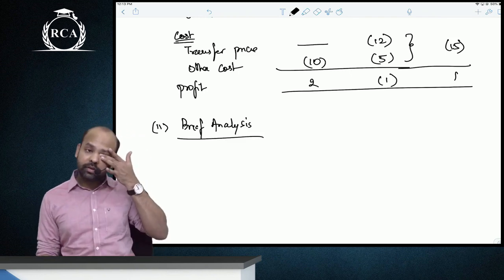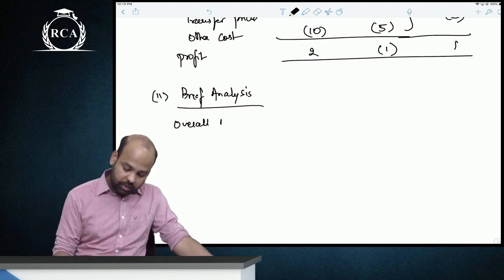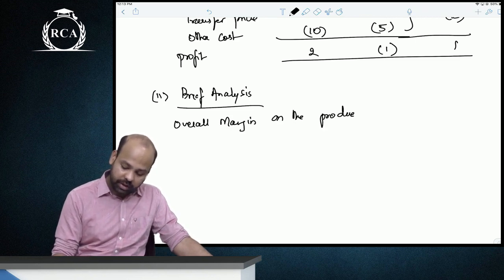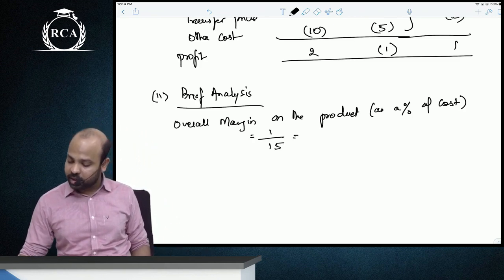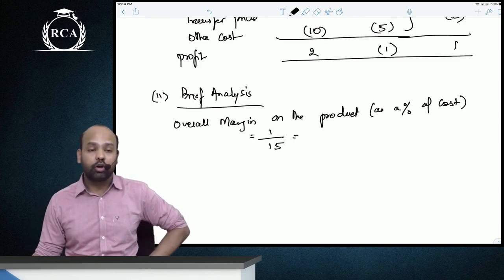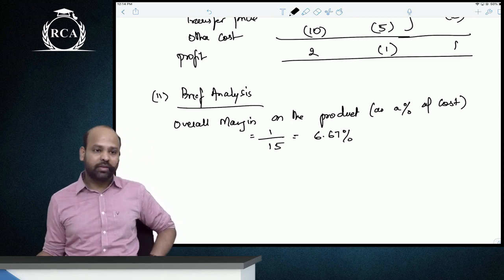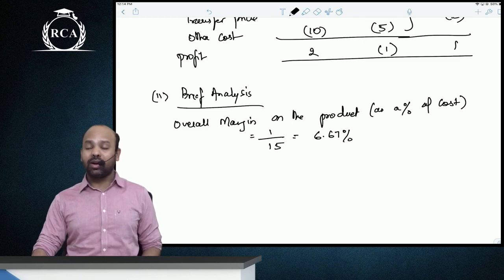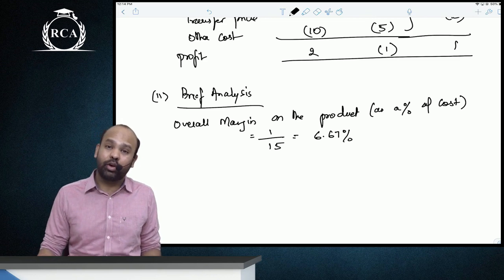So when they say short analysis, guys, please understand what is the overall margin on the product. As far as the entire company is concerned, the overall margin on the product as a percentage of cost. The company as a whole, beta, is making only 1 rupee, that too on a cost of 15 rupees. So that is 6.67%. 6.67%, beta, is the overall margin on the product as a percentage of cost, that is 1 divided by 15, guys, 6.67%.